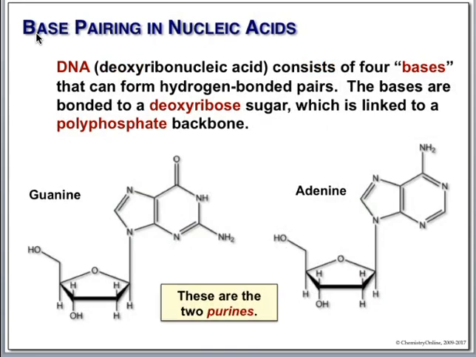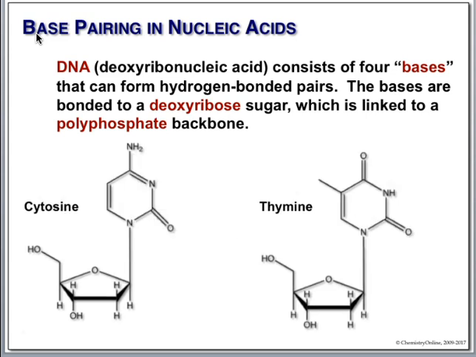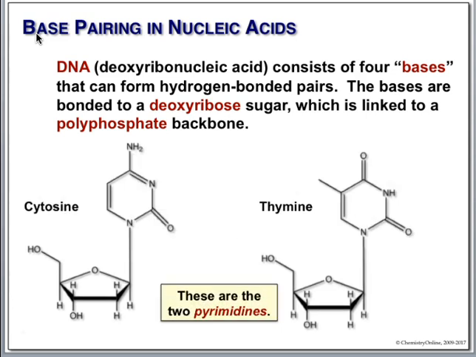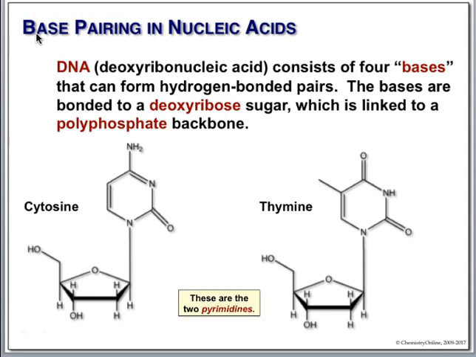They'll be bonded to bases. These are complex organic molecules. This is guanine and adenine. And the neat thing about these guys is that they can pair up in a very specific way. Oh, here's the other two pairs, cytosine and thymine. Unless you're dealing with RNA, then you have uracil instead.